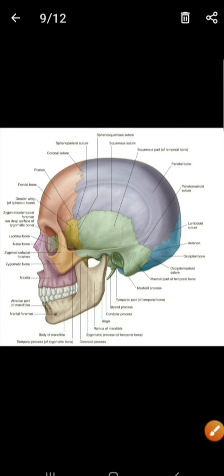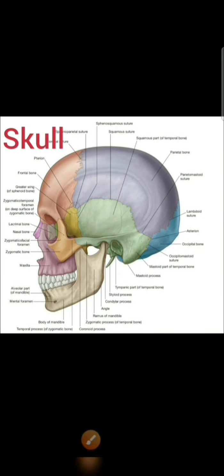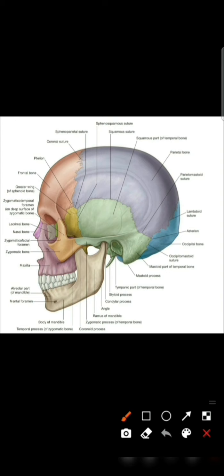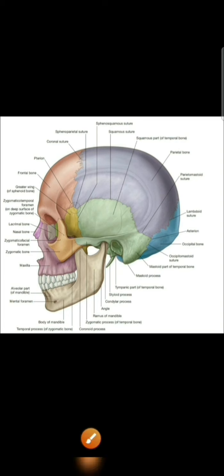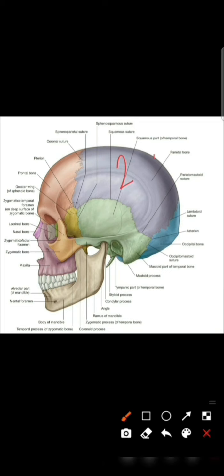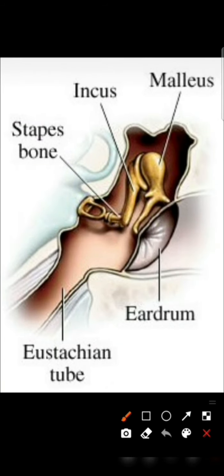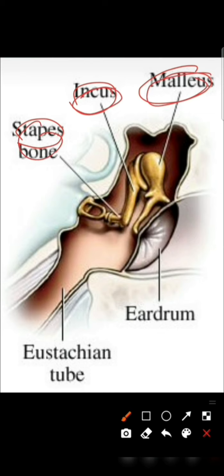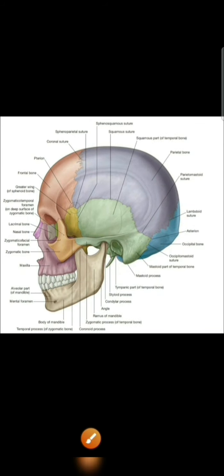Let's see the skull. This is the skull. The total number of bones in the skull is 28, including the ear ossicles. As you can see, this is the lateral view of the skull. It is also known as the head. Ear ossicles are the bones of the ear. As you can see here, the bones are the stapes, incus, and the malleus. On each side there are 3, that is stapes, incus, malleus. And the total number of ear ossicles is 6 on both sides.